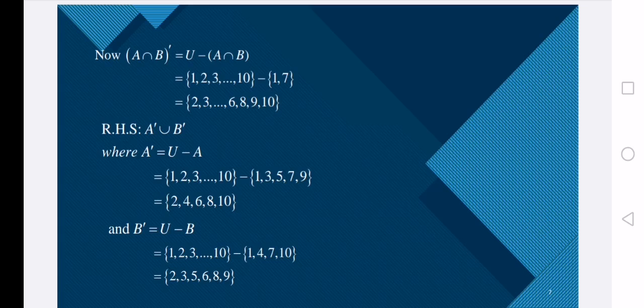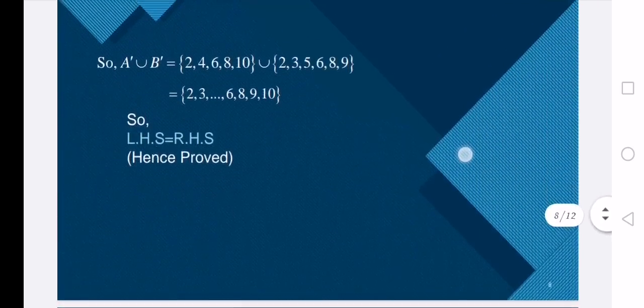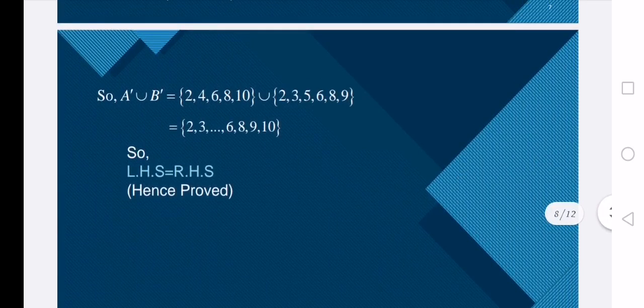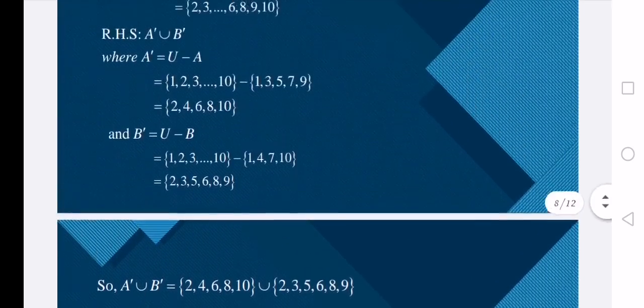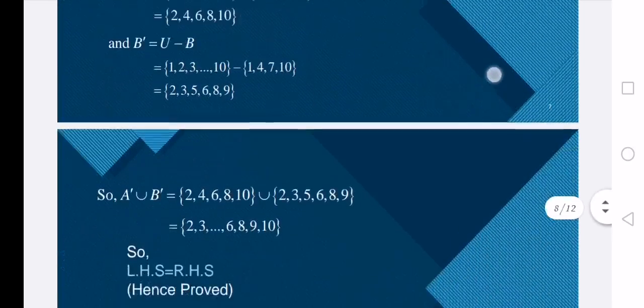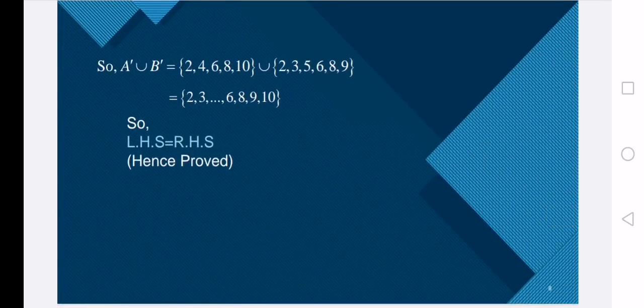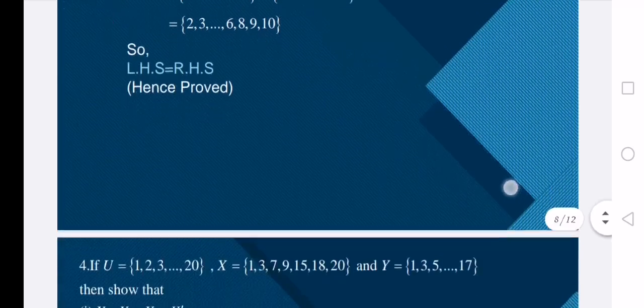Now we are going to find the union of these two sets. The union of these two sets is {2, 3 up to 6, 8, 9 and 10}, which was also the answer of (A intersection B) whole complement, which shows that left hand side is equal to right hand side. So the second part of De Morgan's law is also verified.